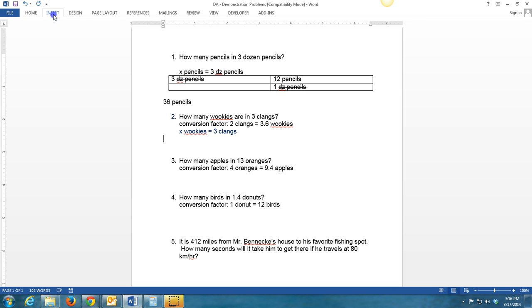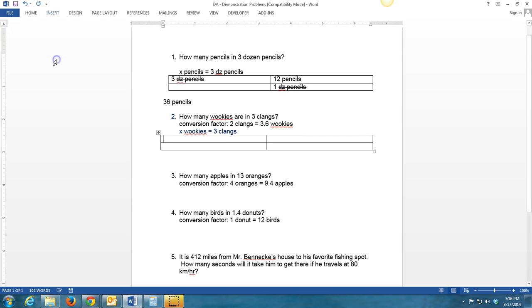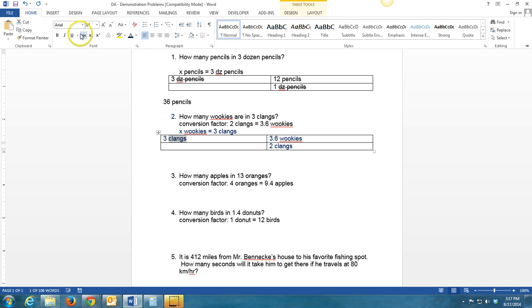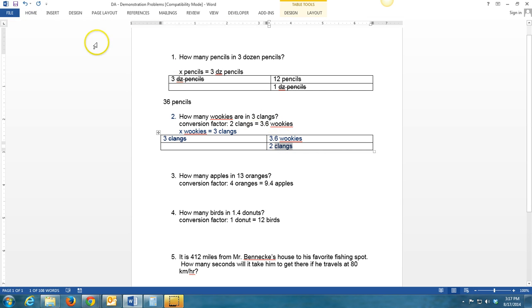Okay, so let's insert our table. Again, I think a 4-cell table will be just fine on this one. When we get to harder ones, you'll have to have more cells in your table. The thing that we know to start with is that we have 3 clangs, and we want to know how many Wookiees that is. So from up here, I have to pull what I know about clangs, my conversion factor. I know 2 clangs are equal to 3.6 Wookiees. Now, my units of clangs are what are going to cancel if I have put them in the right place.